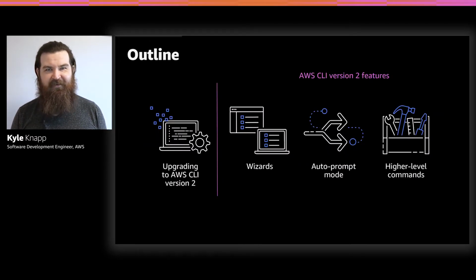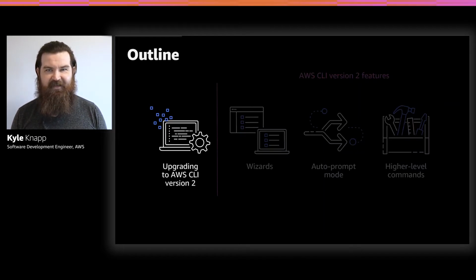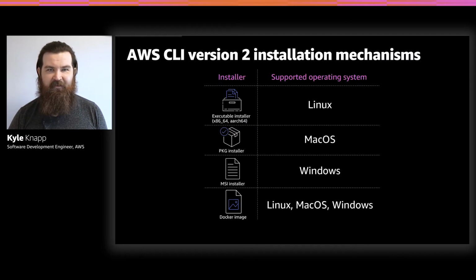And in terms of the outline for this talk, I'm first going to briefly discuss how to install the AWS CLI V2 and migrate from V1 to V2. Then, for the remainder of the talk, I'm going to walk through key V2 only features that are going to boost your productivity. So now let's talk about how to upgrade to the AWS CLI V2. So with regards to installing V2, here are its different installation mechanisms along with the platforms that are supported.